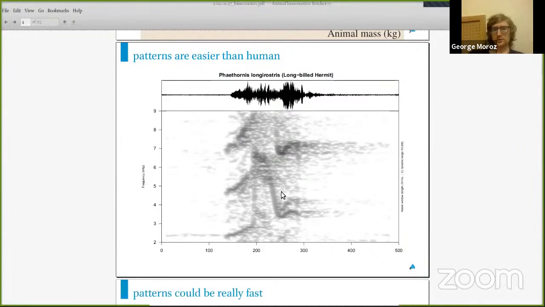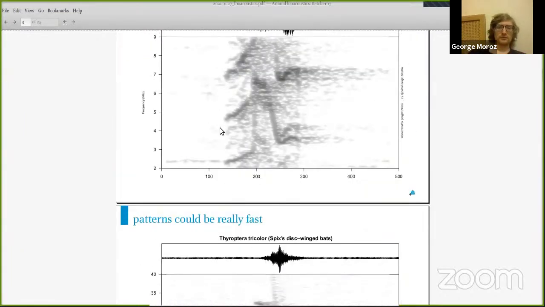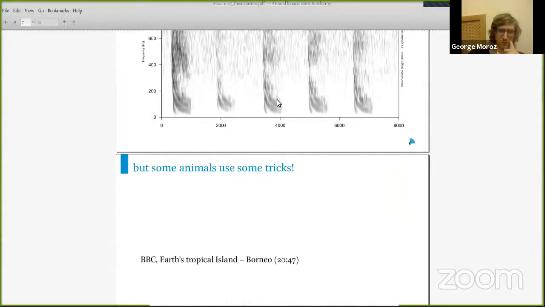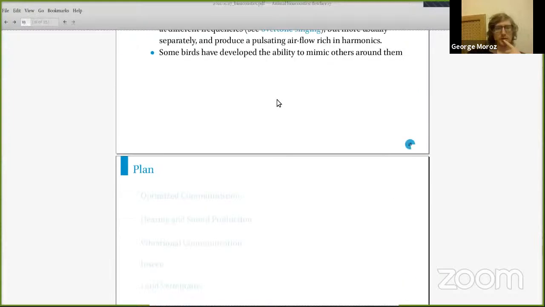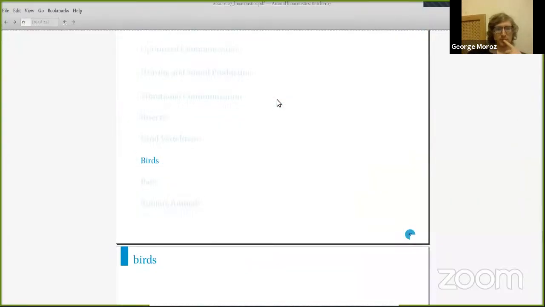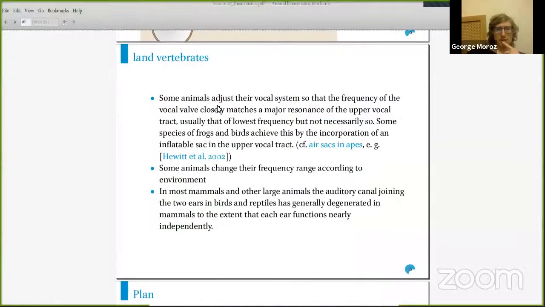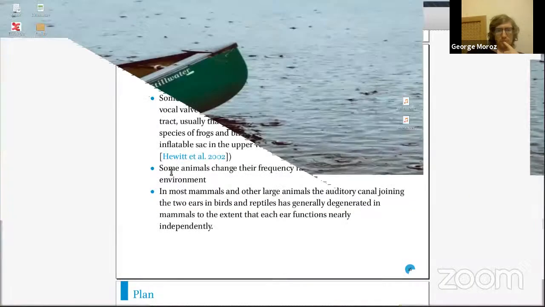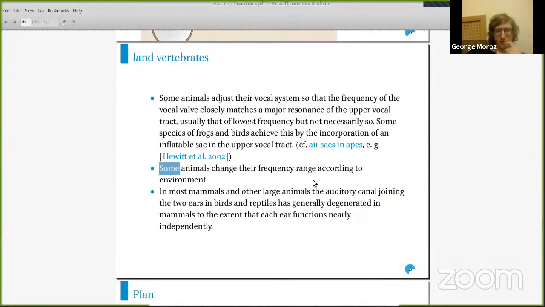What I wanted to show you was this bird call, and this will match with not the first formant. It won't be the first formant that will match with the call. So here were birds. Some animals change their frequency range according to environment, and I already gave you some examples.